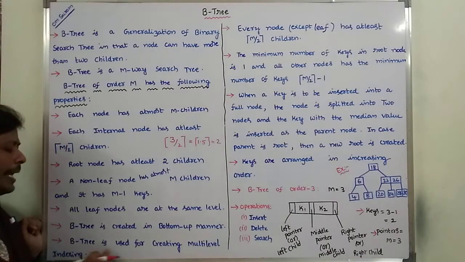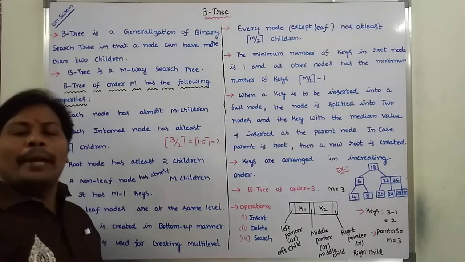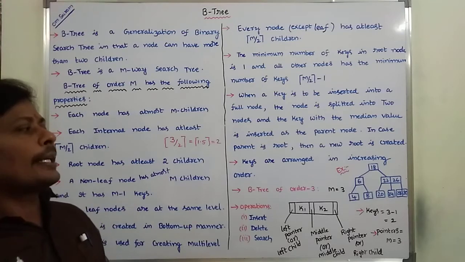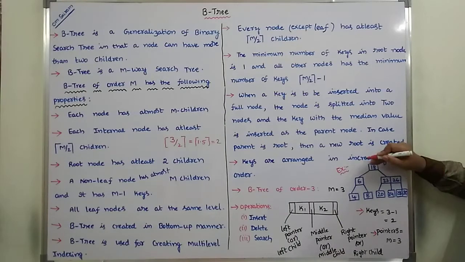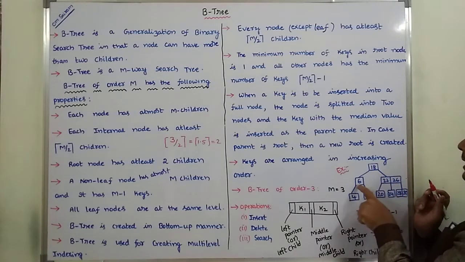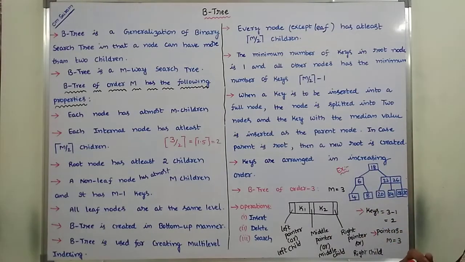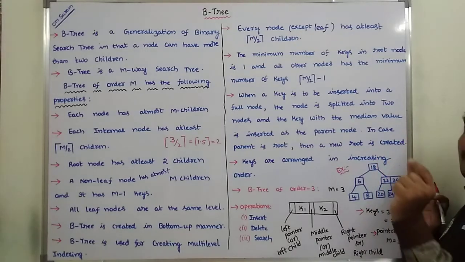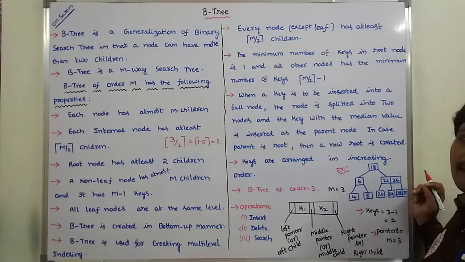Next one, B tree is used for creating multi-level indexing. This is called multi-level indexing in a hierarchical manner. This is one index, this is another index, and this is another index. In this way, we go to multi-level indexing. We can observe the multi-level indexing diagram in the case of database management system.